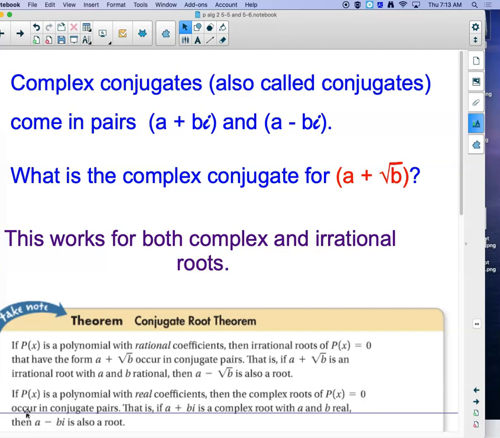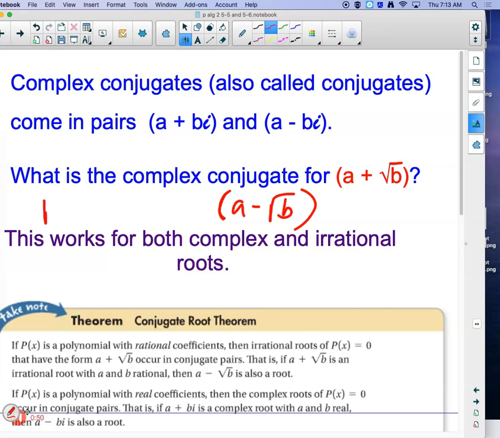Like it says, complex conjugates, also called conjugates, come in pairs. We know that about the imaginaries: if a plus bi is there, then a minus bi is there. So the complex conjugate for a plus the square root of b would be a minus the square root of b, and those are irrational roots. Remember, those are things like square root of 2, square root of 3, square root of 5. They're not one of our perfect squares. They don't work out nice. If we put them in the calculator, they end up being some messy decimal without any kind of pattern.